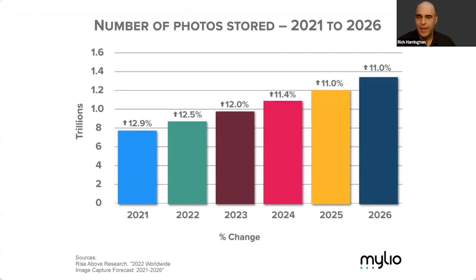So here's something I'd like you to think about. This is the number of photos stored, and you can see the growth over the next 5 years. These are some factoids I got from my friends over at Mylio, and I think it's interesting. You see that things are growing at about 13 to 11%, which is pretty crazy. So that means that last year, people had about 7 trillion photos stored on devices. And that's going to be at 1.3 trillion, not very long from now. That's insane if you look at that amount of growth.